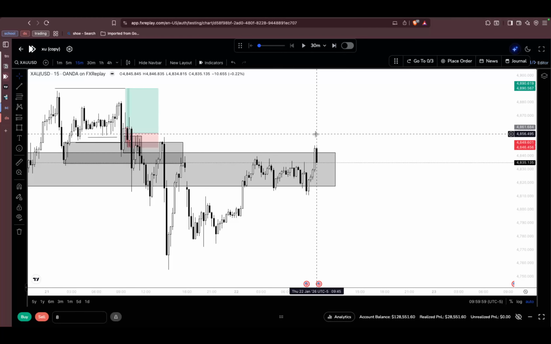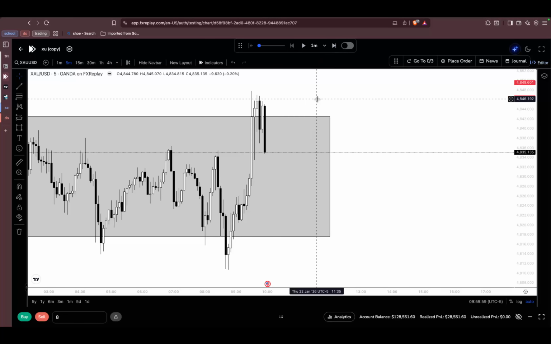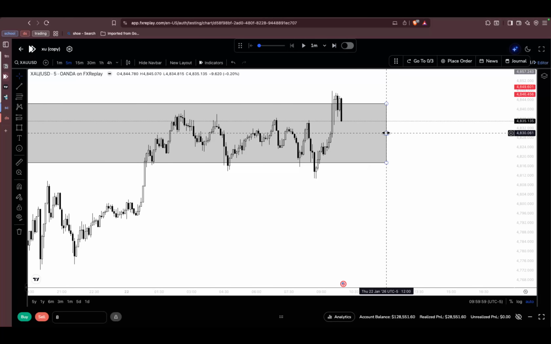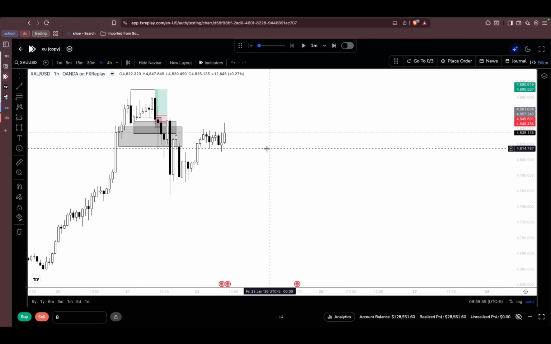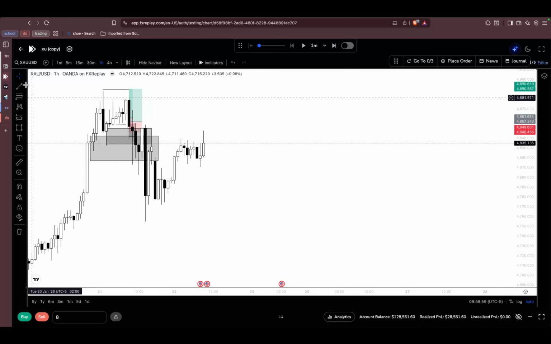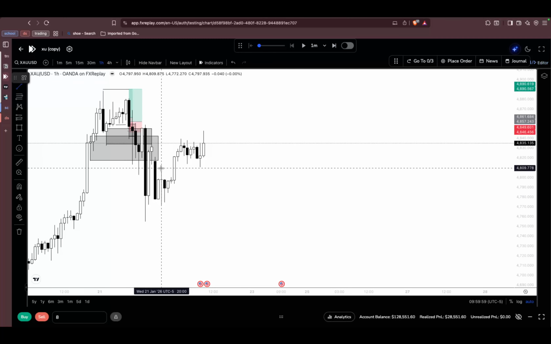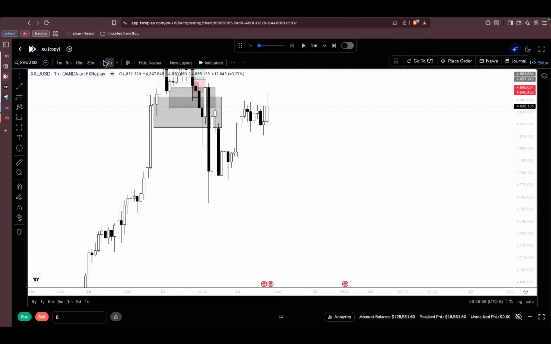Let's see. Okay. Stop 45 on this one. Let's move this up the way. Scale out. So we see price pull back even more, but now we see market structure shift to bullish, indicating the pullback is probably over now.